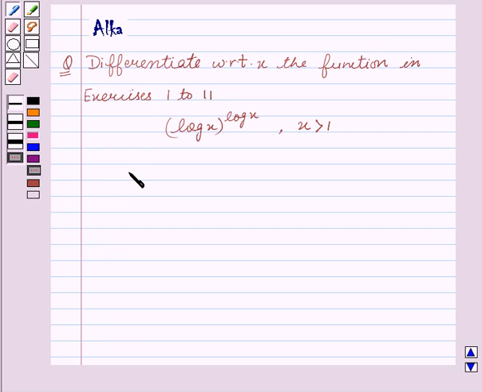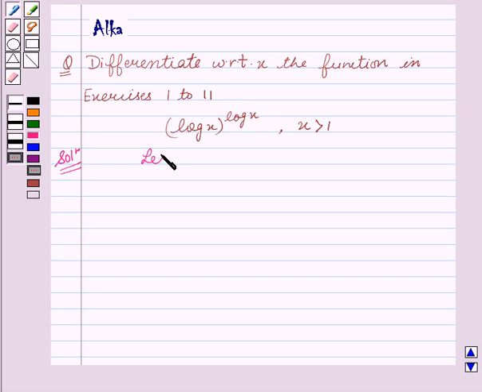I am Malika. Let us discuss the question: differentiate with respect to x the function in exercises 1 to 11. Our given function is log x to the power log x, where x is always more than 1. So let's start with the solution.